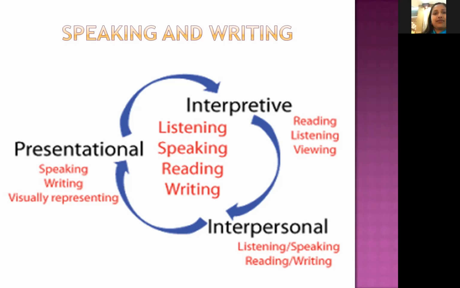Written communication is necessary for reaching a large number of scattered recipients. So depending on the situation and the requirements, businesses use both spoken as well as written channels of communication. It can be presentational, interpretative, and interpersonal.